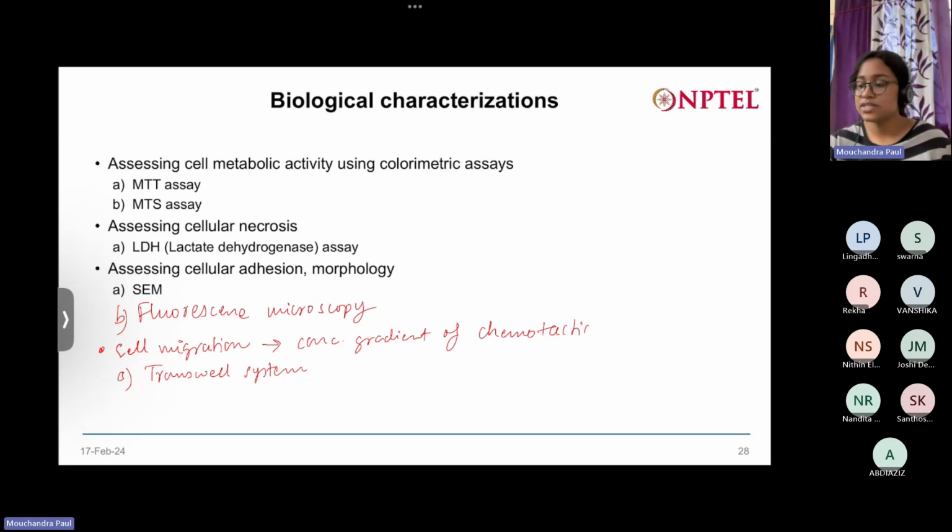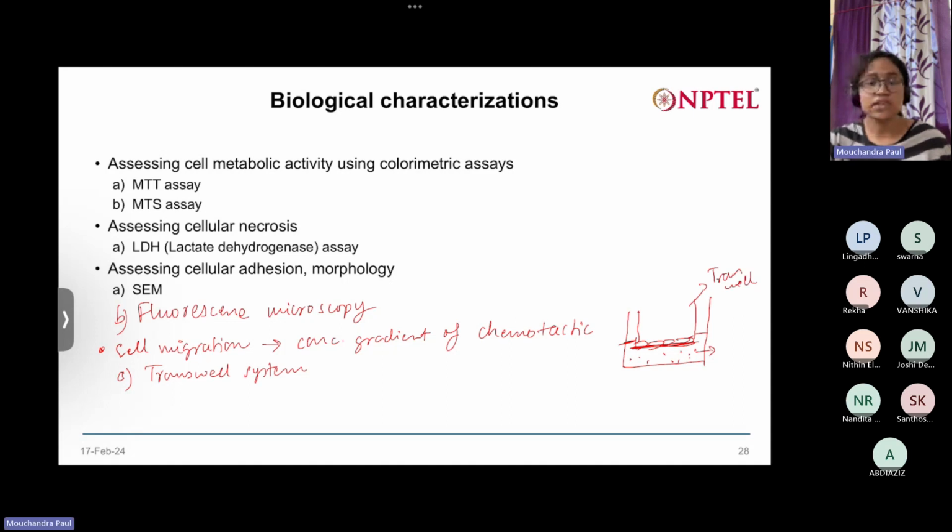So in the transwell system, what we do is, we use a well plate. This is one well, all right, and we use another well like this. Now the surface of the well is basically a membrane. We can fill the bottom compartment with some liquid and a chemotactic agent like this, and the cells can be seeded on the surface of the transwell. This is called a transwell.